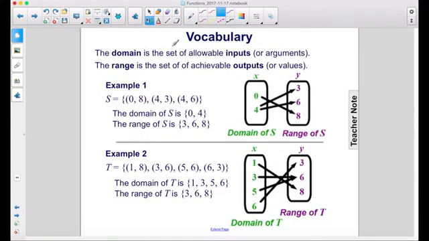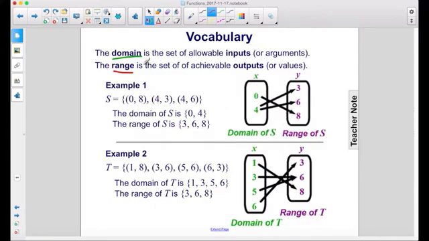Here's some more vocabulary. A domain is a set of allowable inputs or arguments. In this case, the domain would be X, all of the X values. And the range is the set of achievable outputs or values, which are, in this case, the Y values. So in this example, with the set S, we have the 3 ordered pairs, and we have our map that shows which X values go to which Y values.